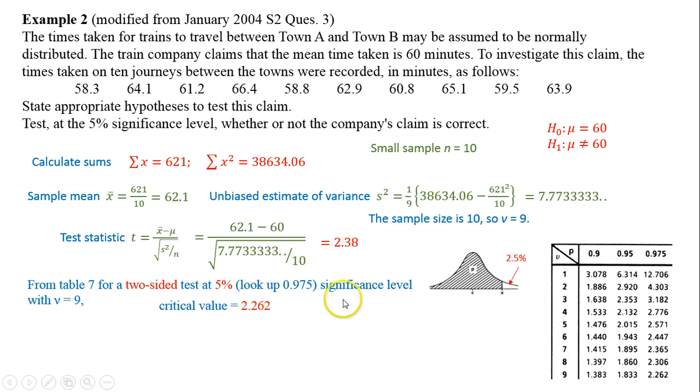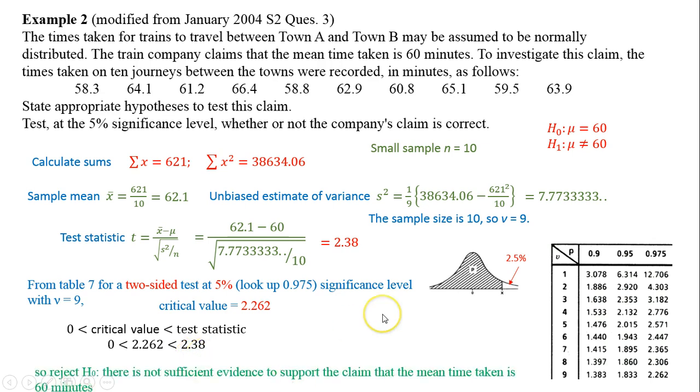Compare the critical value with the test statistic. Being as our value is on the right hand side, our test statistic is above the critical value, so we reject H0. There is not sufficient evidence to support the claim that the time taken is 60 minutes.